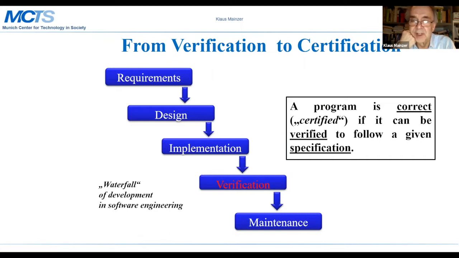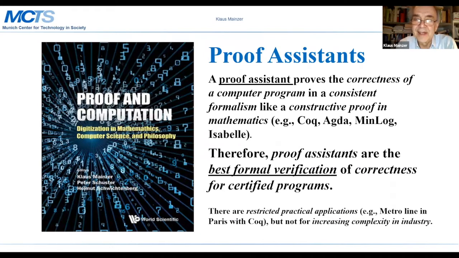So in general, a program is said to be certified if it can be verified that it follows a special specification, or in less technical words, if we can prove that the software exactly does what we want that software to do. And in the ideal case, these verifications can be proved in a mathematically rigorous way. That is the case here for proof assistants, which prove the correctness of a computer program in a consistent formalism, like a constructive proof in mathematics. And here in brackets, there are examples of proof assistants.